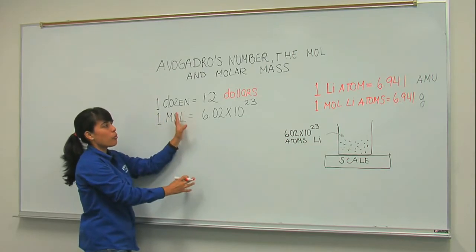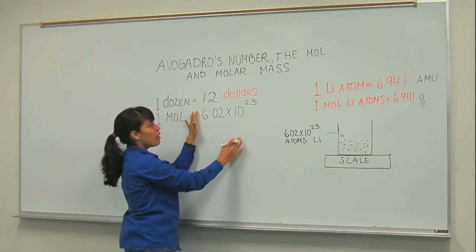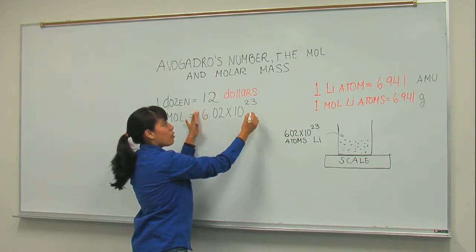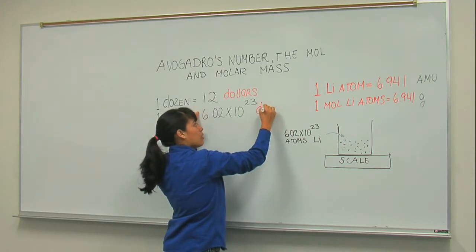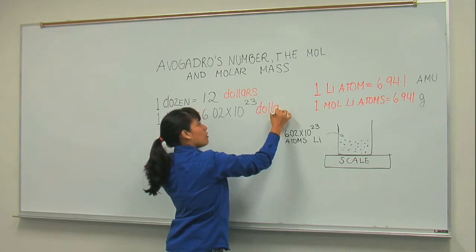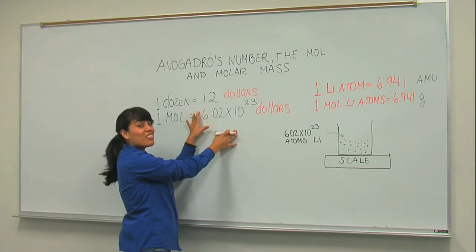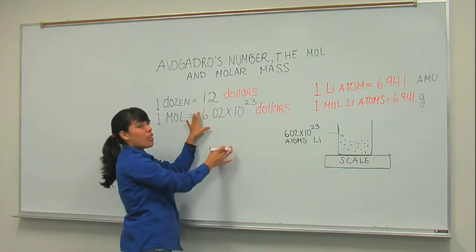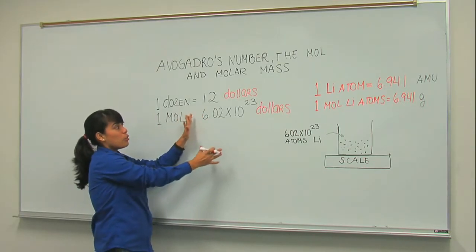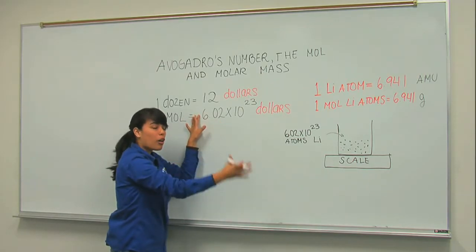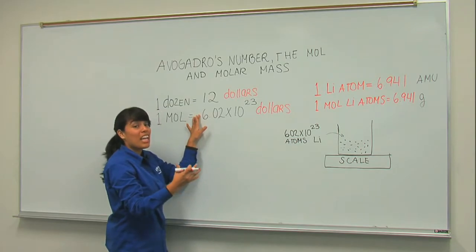Now, if I tell you that I want to earn Avogadro's number, that means that I want to earn 6.02 times 10 to the 23 dollars. That's more than $1 trillion. So it is a huge number. Now, you know what Avogadro's number is. You can have Avogadro's number of dollars, cars, anything.